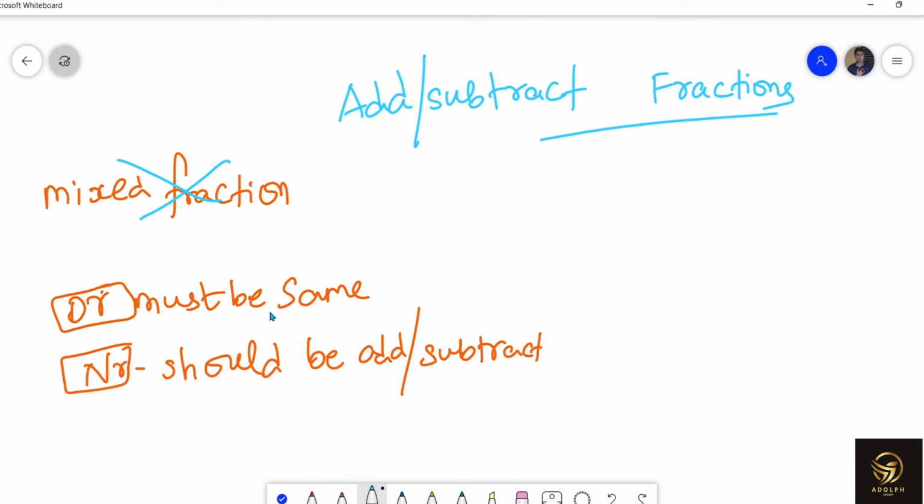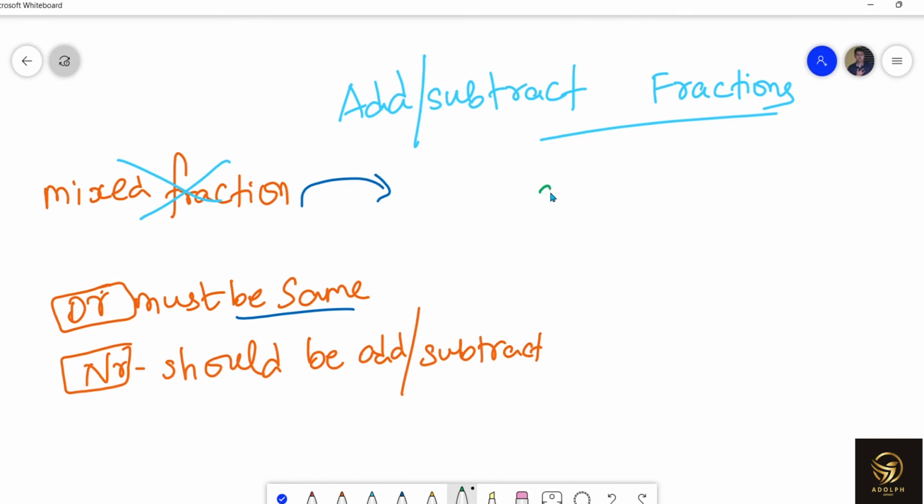So the first condition is if a fraction is in the mixed form, then you have to convert it. It shouldn't be in the mixed fraction. Denominators of the proper or improper fractions must be the same, which means you have to take LCM or any other method you can use, but the denominators must be the same. You have to convert them into equivalent fractions. After converting them, you just have to add the numerators and the denominators will remain the same. If the question is subtraction, then just subtract the numerators. Let's go with one example.